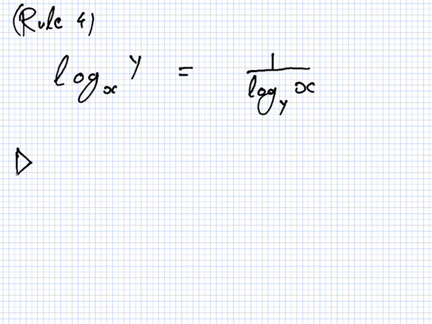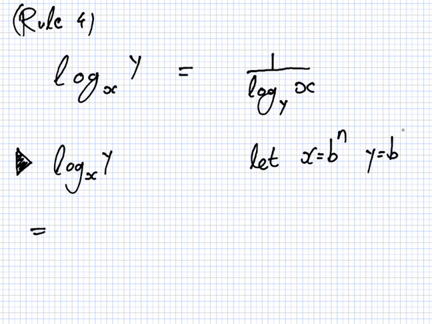So the proof here, log xy equals, so here we'll say let x equal b^n and then y equal b^m. So this would be log b^n of b^m. Now I wonder if anybody can see what this equals. I'll give you a minute. Could you see what this equals? Any ideas?